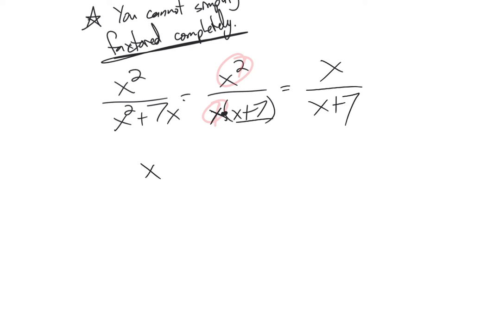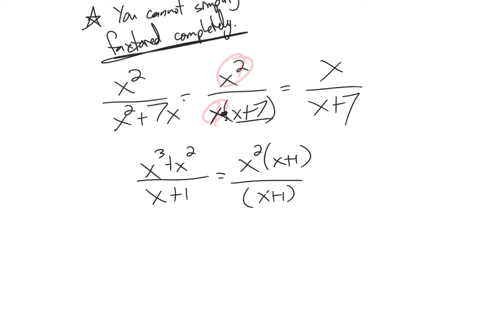Let's look at another one. Let's say x cubed plus x squared over x plus 1. To factor this completely on top, we're going to pull out an x squared. Now, do I have this written as a product of factors? Yes, as long as I count x plus 1 as my factor on the bottom. So the x plus 1 simplify, and that leaves me with x squared.